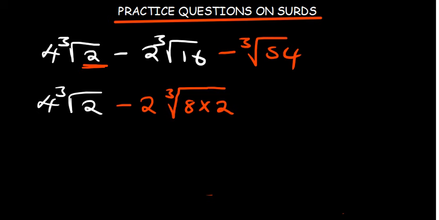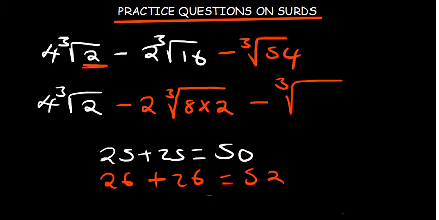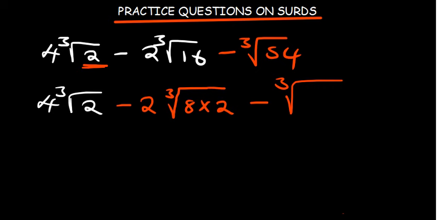Then the other part, the third root of 54. What number can you multiply twice to give you 54? At least we know that 25 plus 25 is 50. So if we try 26, 26 plus 26 is going to be 52. How about 27 plus 27? 27 plus 27 is basically going to give us 54 there. So it's 27 by 2.